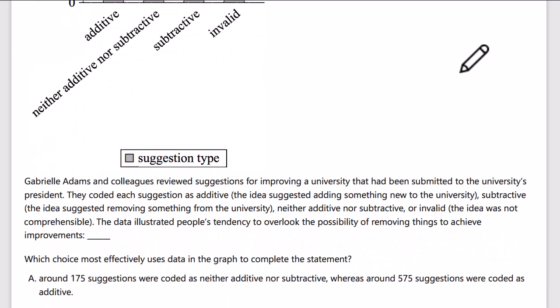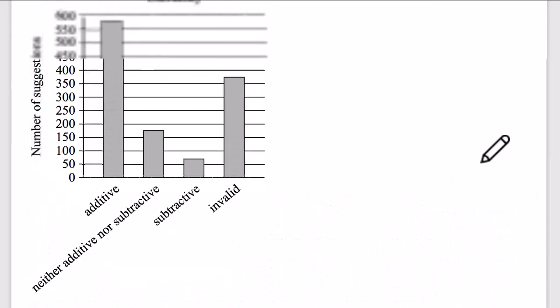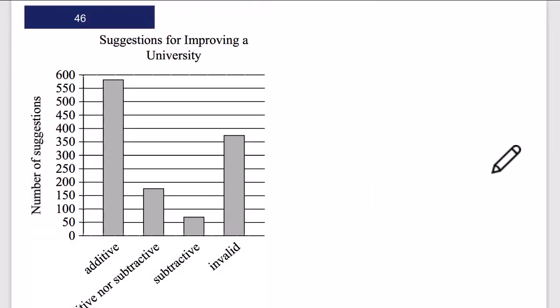Okay, I've got a command of evidence quantitative question, so I have a graph here, and we want to know which choice uses data in the graph to complete the statement. So we're going to have some type of example or statement, and we want to complete that statement at the end. We always want to find the statement that is accurate to the graph and relevant to the claim in that final statement. And let's just check the graph.